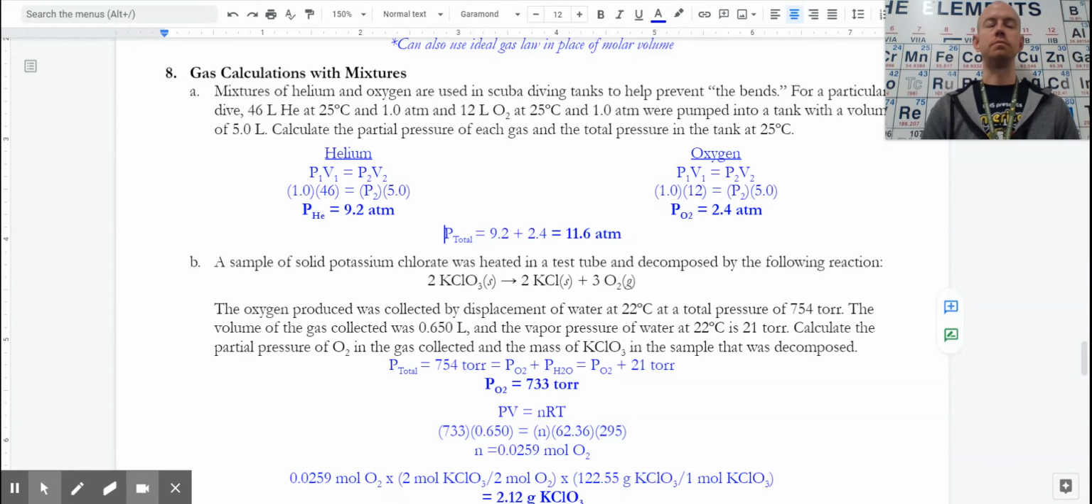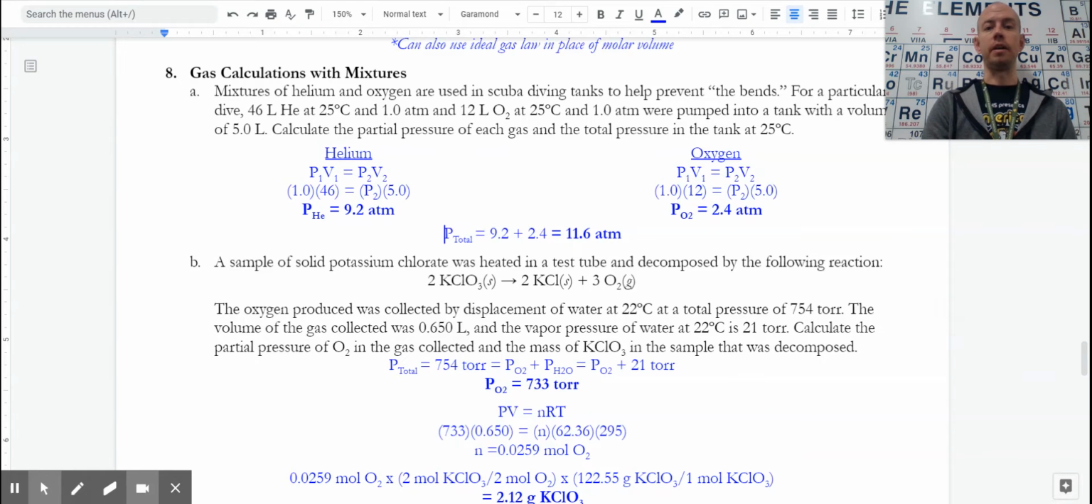Even though this set of problems is called gas calculations with mixtures, and we will be using Dalton's law, it's important to recognize we're still just focusing on the main gas laws, P equals nRT, and the variations on that we can use with Boyle's or Charles's or Gay-Lussac's as well, and recognizing when do I need to treat my mixture as if it's all one thing, and when do I need to separate it out.